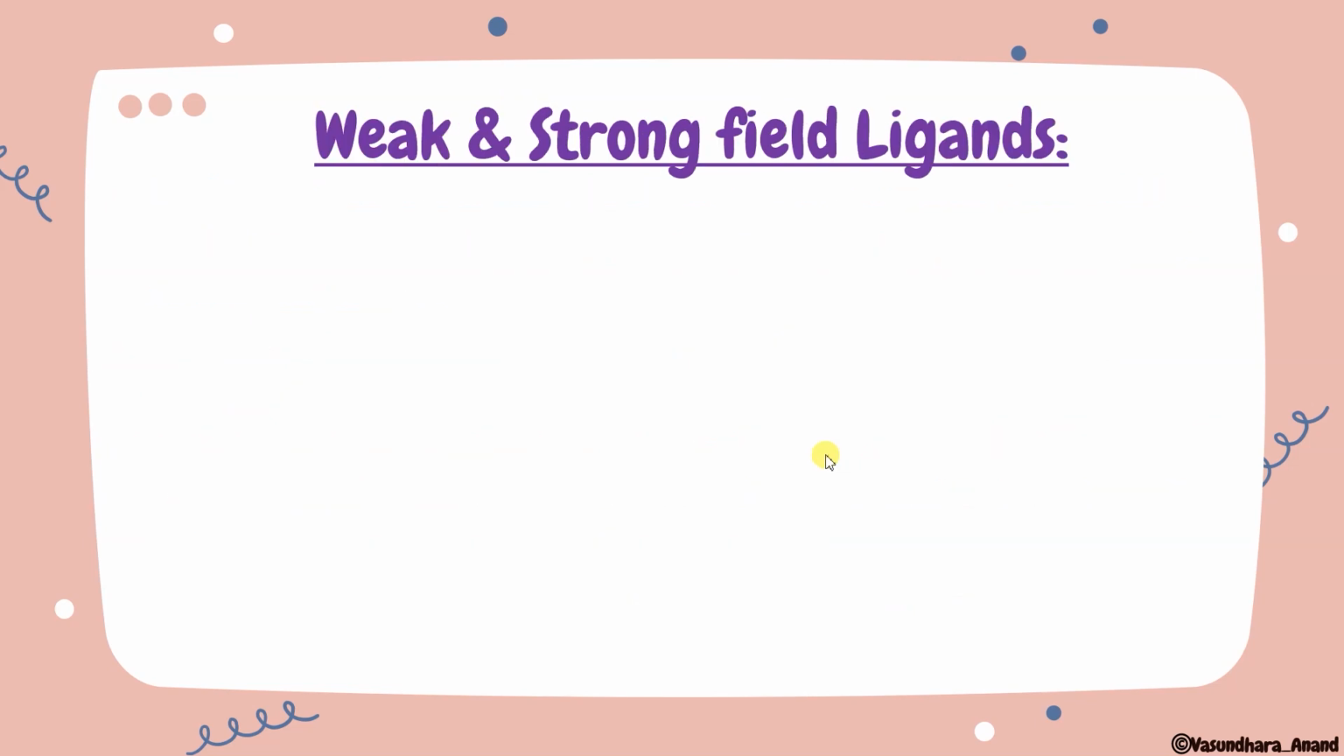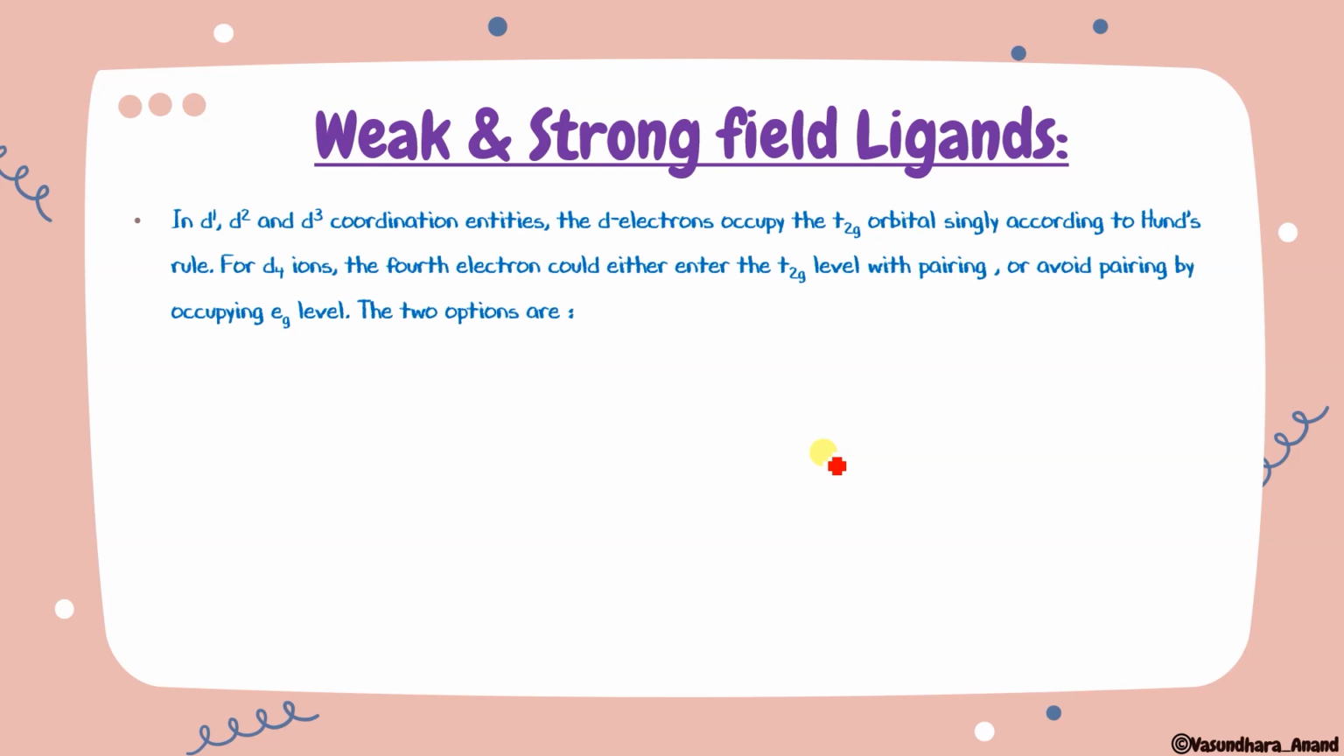Okay. Now weak and strong field ligand. What are they? In d1, d2 and d3 coordination entities, that means जिनका configuration d1, d2 और d3 होता है, उनके लिए ये बात है, ठीक है? The d electrons occupy the t2g orbital singly according to Hund's rule. For d4 ions, the fourth electron could either enter the t2g orbital level with pairing or avoid pairing by occupying the eg level, and the two options are. This is the important point from which the question can be asked.